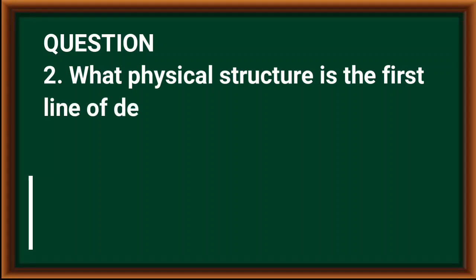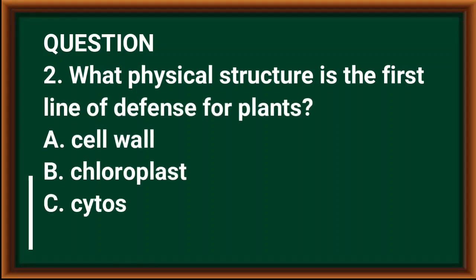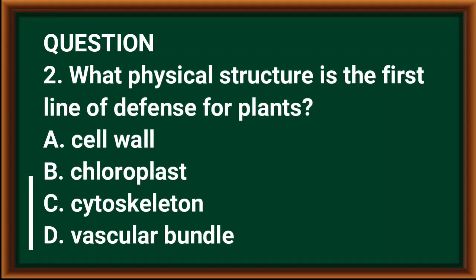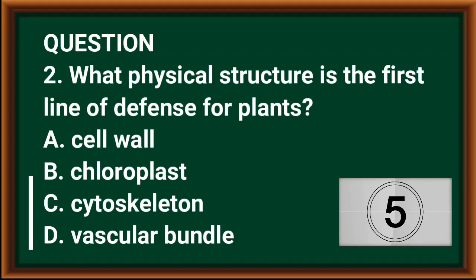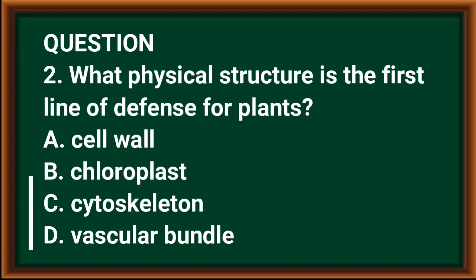Question number 2. What physical structure is the first line of defense for plants? A. Cell wall, B. Chloroplast, C. Cytoskeleton, D. Vascular bundle. Time is up, and the correct answer is cell wall because the cell wall represents a first line of defense for plant cells against infection by microbial pathogens.